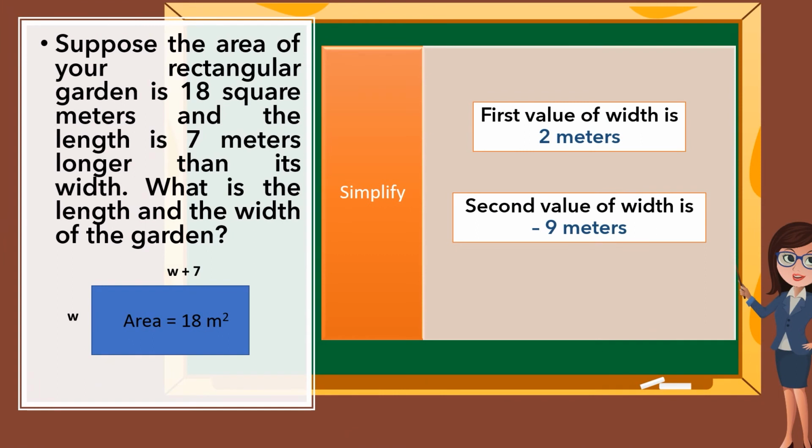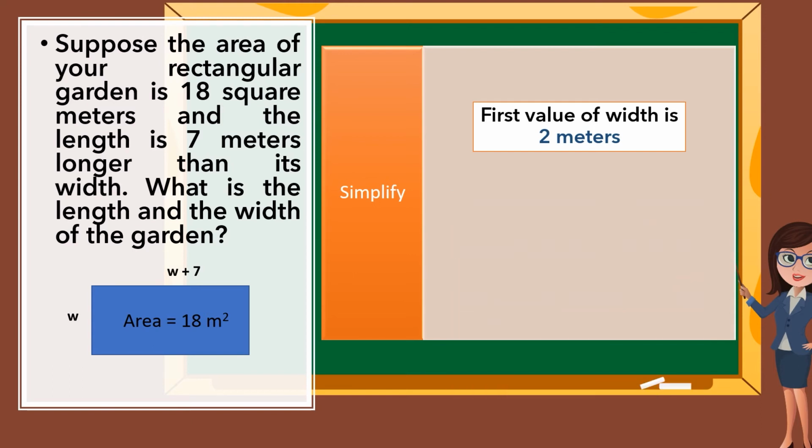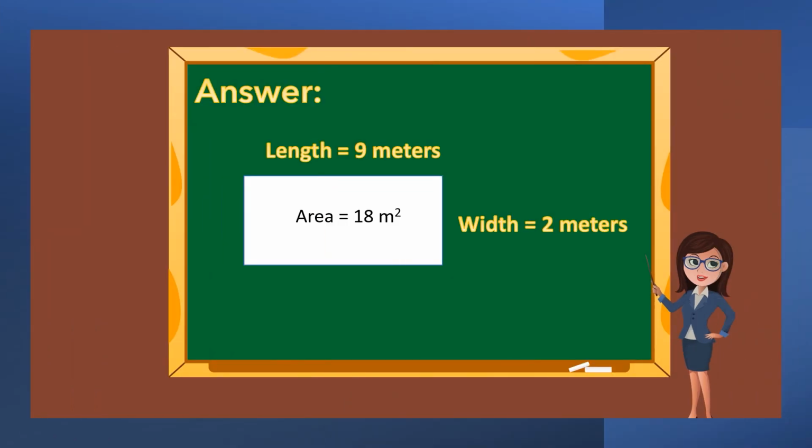Which of the two are we going to consider as the dimension of the rectangular garden? Yes, we will be using the first value, which is 2 meters. Why? Because measurement rely on the absolute value of numbers. Therefore, the answer is 2 meters for the width and 9 meters for the length, since W plus 7 is equal to 2 plus 7 equal to 9.